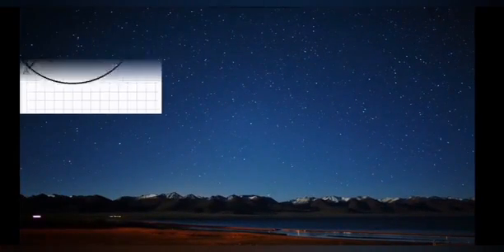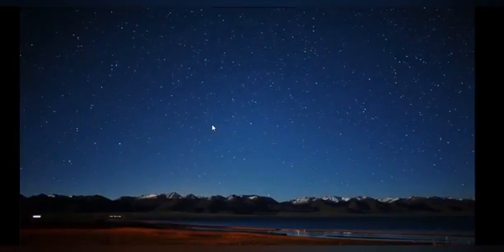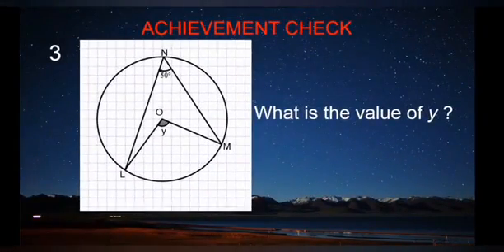There's another one here. The angle at the circumference is K. The one at the center is 96. What is the value of K? We also have the third. Angle at center is Y. And the one at the circumference is 50 degrees. We will need to solve those ones to be sure that we understood what we have listened to.